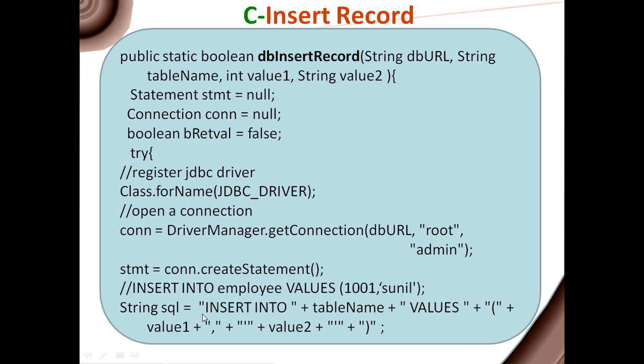String SQL is equal to insert into plus table name, because we are sending the table name to this generic method. Then the values in brackets, then value 1. These are some string operations that are done so that we form a proper SQL statement. Value 1 is our employee ID, and value 2 is the employee name. So this is an integer and this is a string.